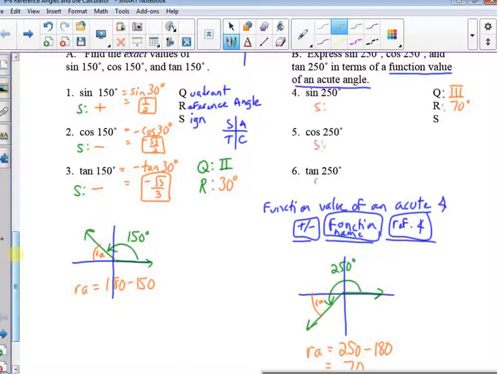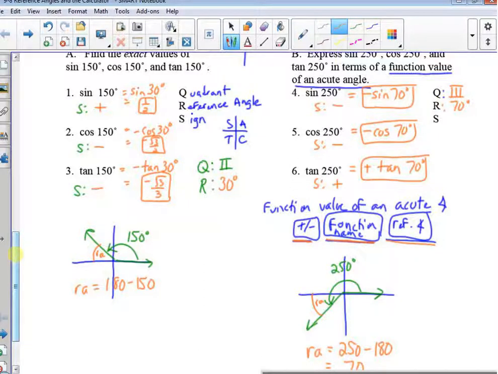So in quadrant 3, sine is negative, cosine's negative, but tan's positive. So the sine of 250 is really equal to negative sine 70. And that is doing function value of an acute angle. Okay? Plus or minus, function name is sine, reference angle 70. Cos of 250 plus or minus, it was negative. Function name is cosine, 70 degrees is the reference angle. Tan of 250, positive. Function name is tan, reference angle. If you put those in your calculator, the tan of 250 is the same as the tan of 70.